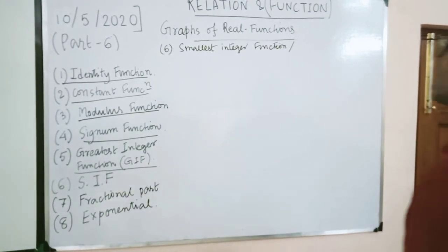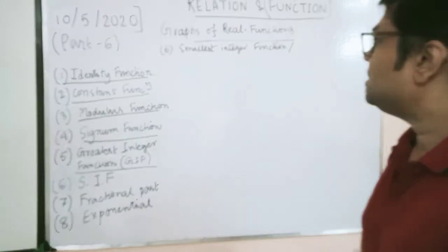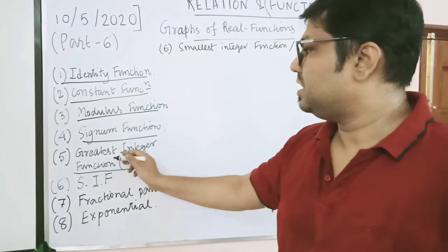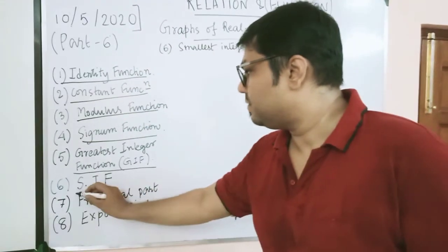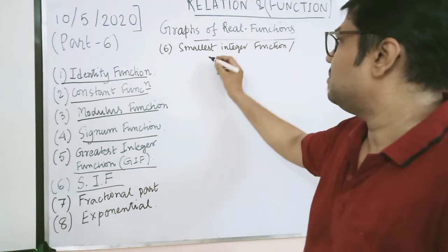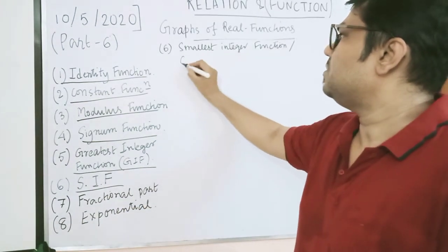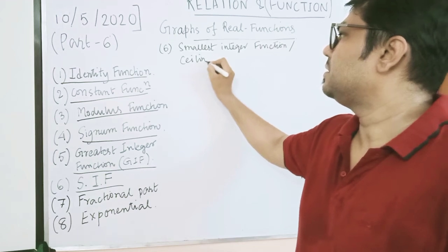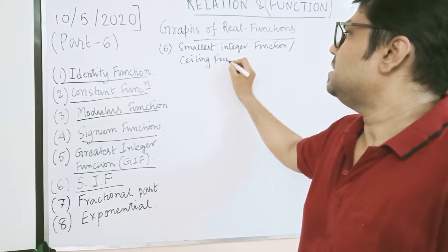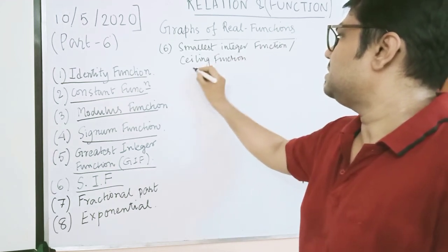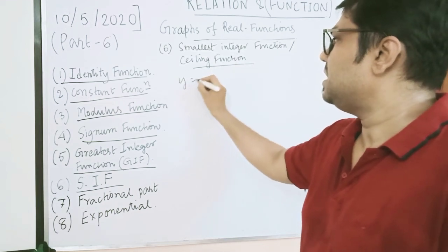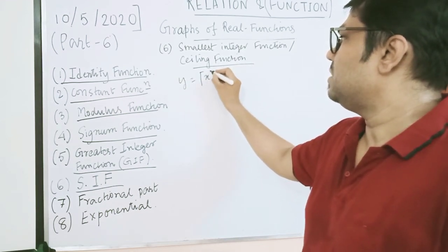So students, we continue with the smallest integer function, the extension we did up to the greatest integer. So here we are at the smallest integer function. This is also known as the ceiling function. The same function has two names, and it is represented like this, with a hook like this.